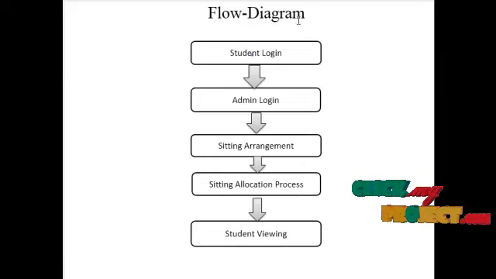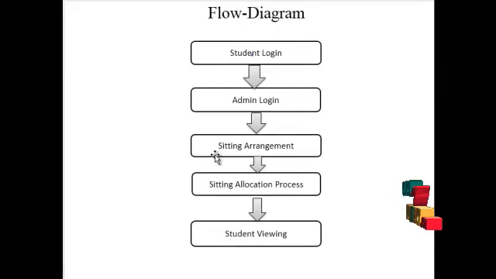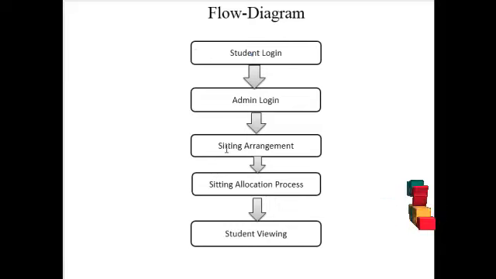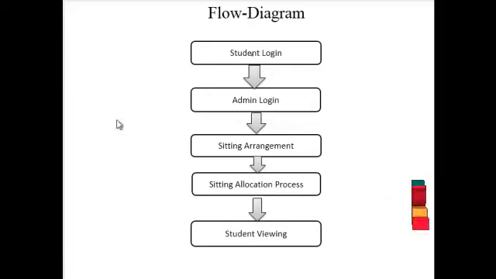It is our project flow diagram. In our flow diagram, there are five modules involved in our process. The first module is student login, the second is admin login, the third is splitting the large arrangement and the seating allocation process, and finally the student viewing process.